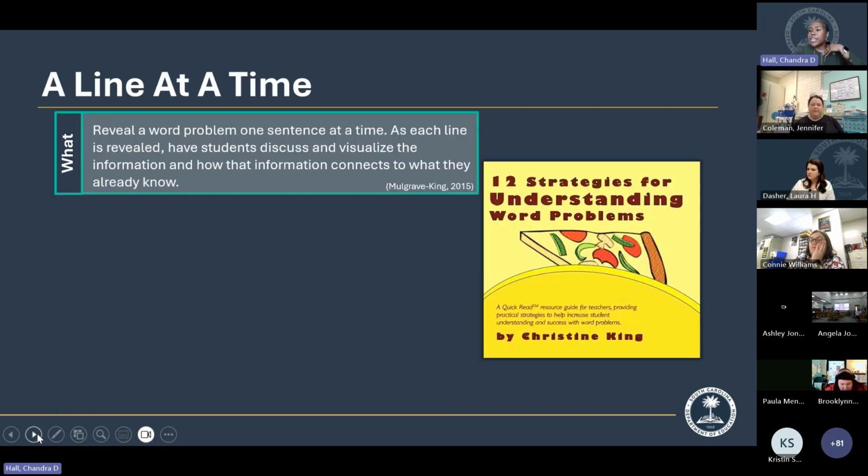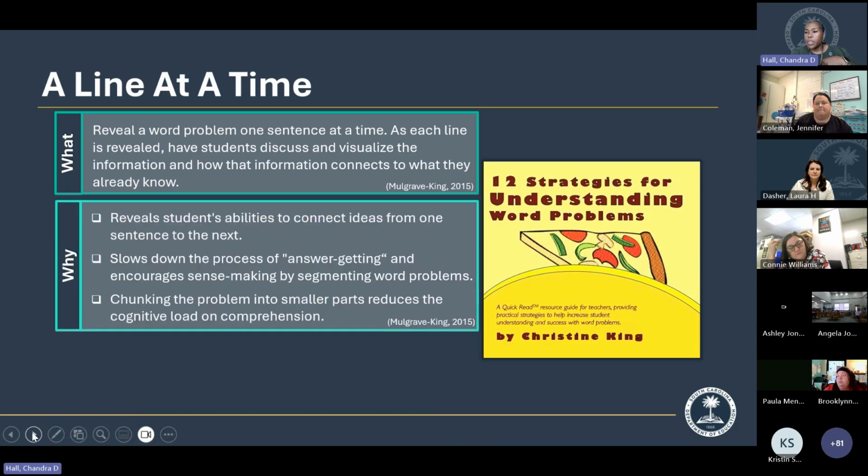A line at a time is another strategy. I actually got this one from a book by Christine King, 12 Strategies for Understanding Word Problems, which is another great resource. What you do is you just reveal a word problem a sentence at a time, and you have them make sense of that particular sentence, and you have them represent it visually as you're going through. That way we can just build on to the information.